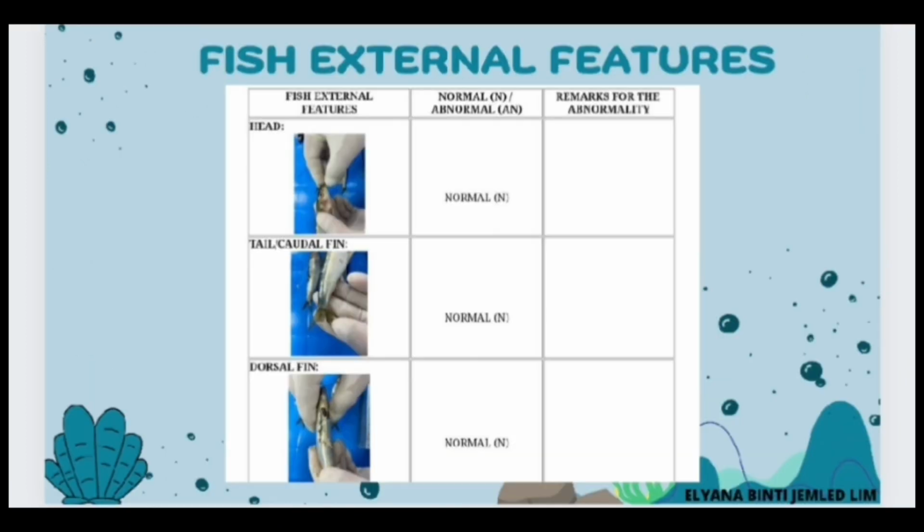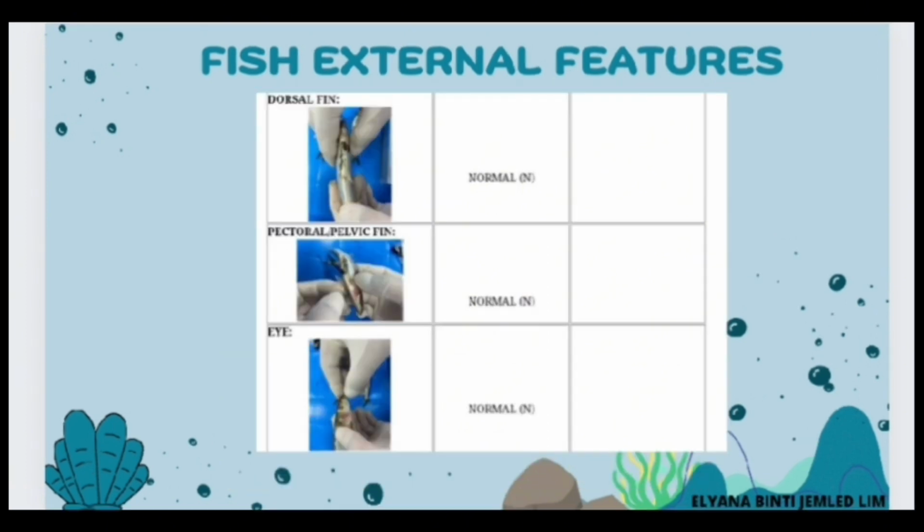So this is the result when we observe the fish externally. Number 1, you can see our fish head is normal. Tail or caudal fin is normal. Dorsal fin is normal. And pectoral or pelvic fin is also normal. The eyes of the fish are normal.